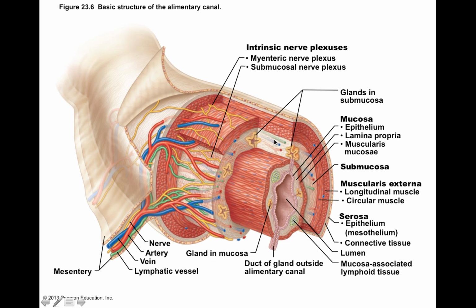Now, what you also find in the submucosa, you guys, are a lot of the larger blood vessels, like arteries and veins, right? And so these would help nourish the surrounding tissue. We have some lymphatics nearby as well.